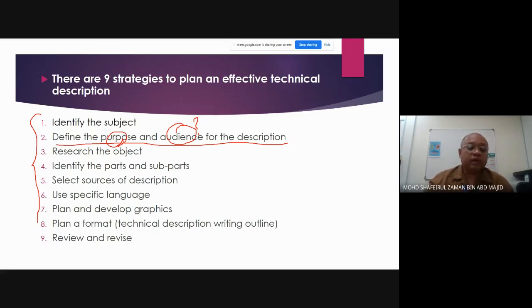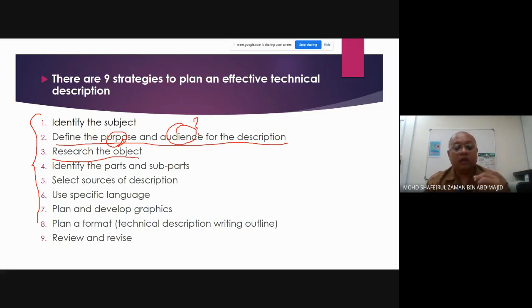Number three is on research the object. What does it mean by research the object? So once you have gotten the product, once it is approved by me, you need to find more information about the product. So where to go to? Of course, the internet. Or maybe if you have the product with you at home, then you can explain it better with your team members. Okay, so that is about researching the product or the object.